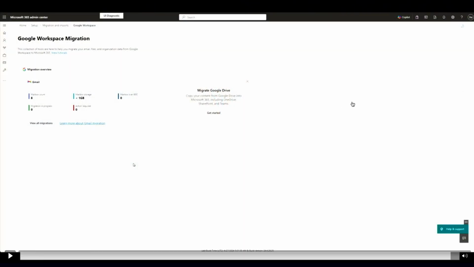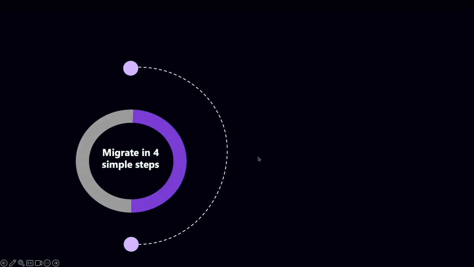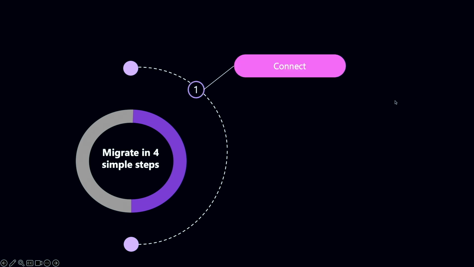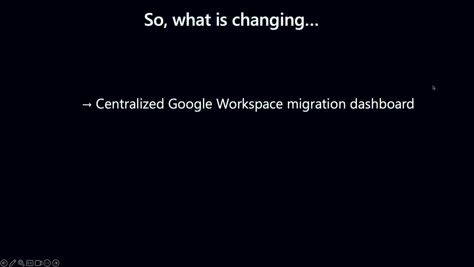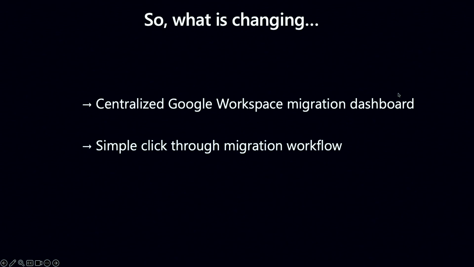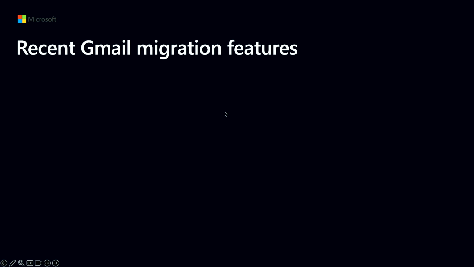So what did we just see? We saw the experience earlier, today's large tenant experience, and now we have simplified that to 4 steps. You connect, you scan, you plan, and then you migrate. So from a centralized dashboard for everything to migrate across multiple workloads, you now have a simple click-through migration workflow for mails. And we are not stopping there.